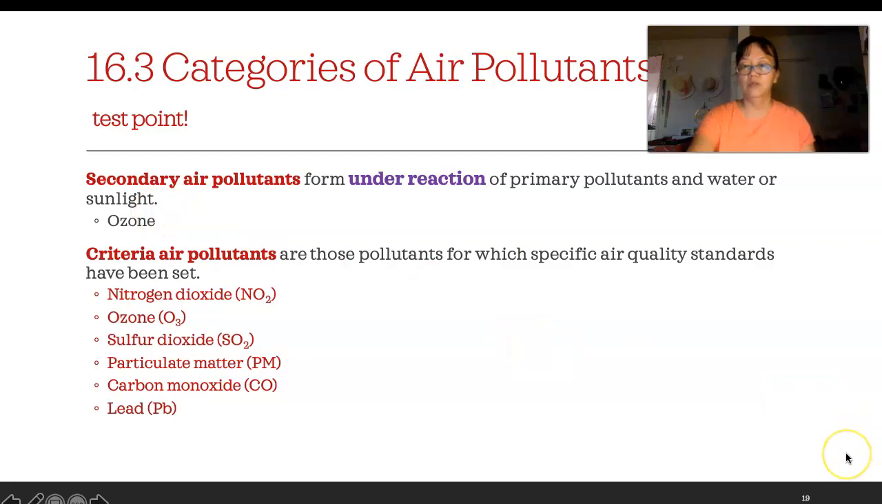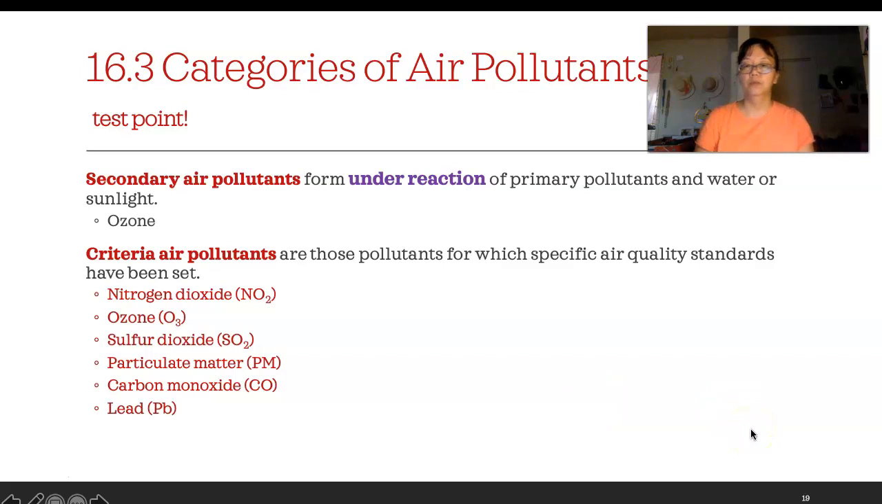The ozone has two sides. It could be beneficial if it's in the right place, the stratosphere. It is very harmful to human health when it's sitting at the ground level. And the criteria air pollutants, which are defined by EPA, are nitrogen dioxide, ozone, sulfur dioxide, particulate matter, carbon monoxide, and lead. These could be primary or secondary air pollutants.